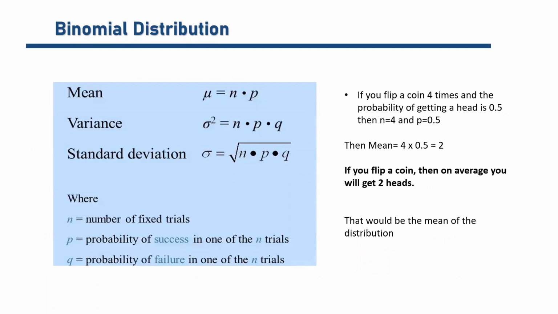Now, one thing which you need to understand is the mean of a binomial distribution is n into p. So here, if you flip a coin 4 times and the probability of getting a head is 0.5, so this is your probability P, and this is the number of times you want to perform, right? So n into P, which is 4 into 0.5, is going to be 2. This is one thing which you need to remember, right?